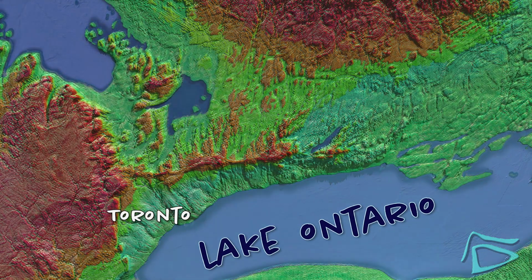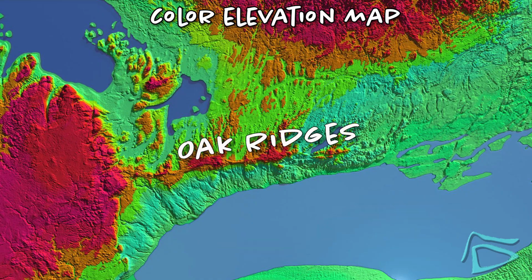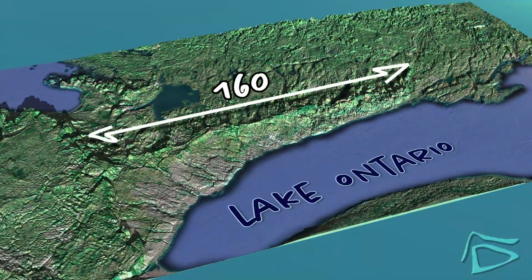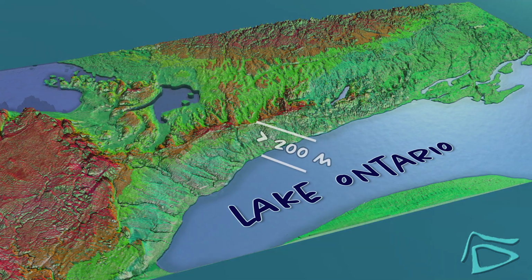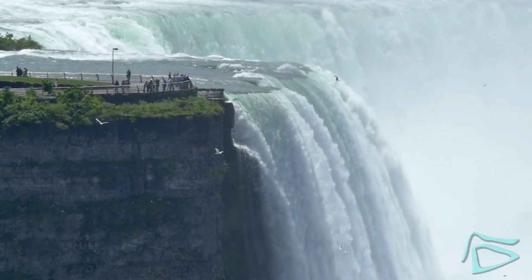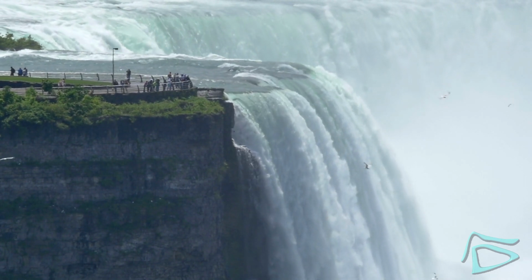Cities north of Lake Ontario draw their water from reservoirs linked to Oak Ridges moraine. This 160-kilometer-long glacial ridge is more than 200 meters high above Lake Ontario. It's surely more subtle than the majestic Niagara Falls, but Oak Ridges tells a story far more incredible.